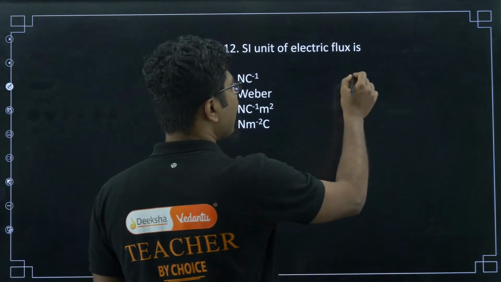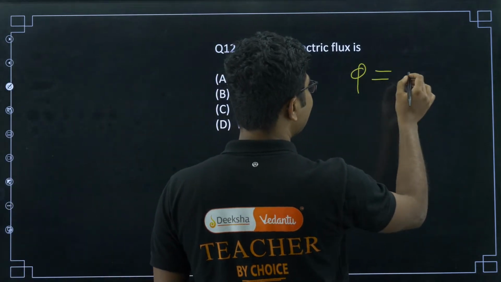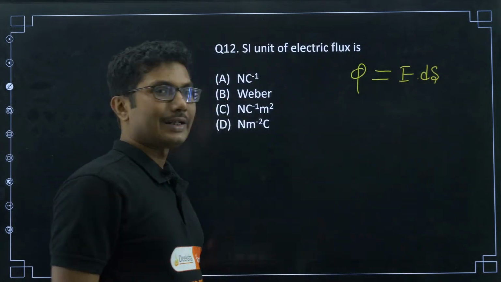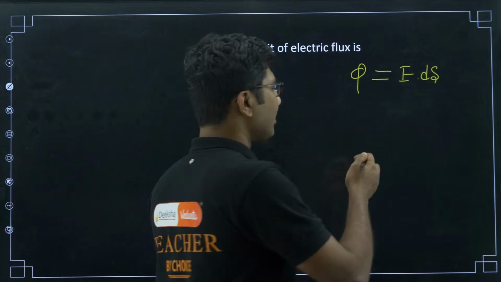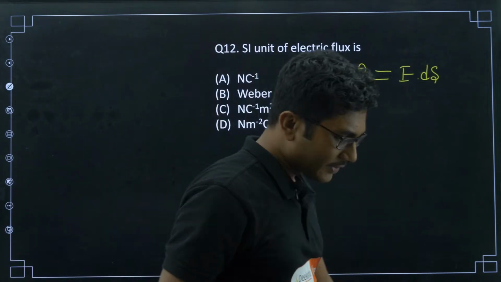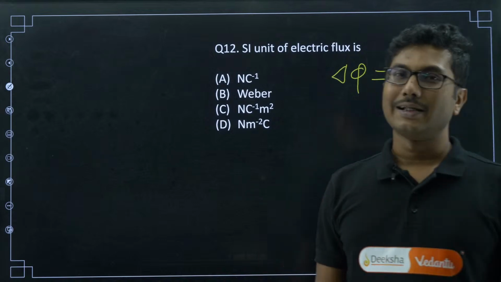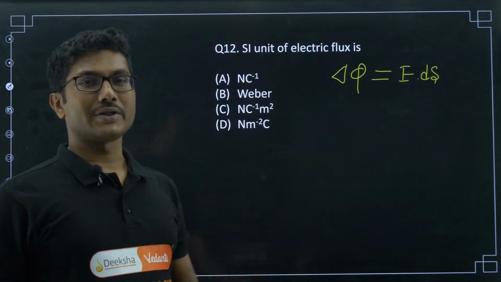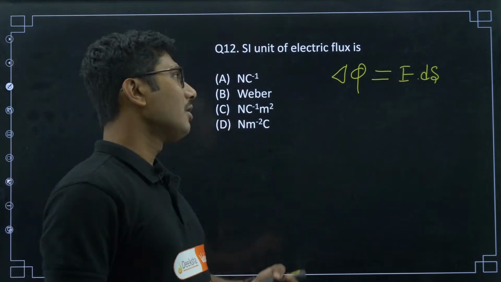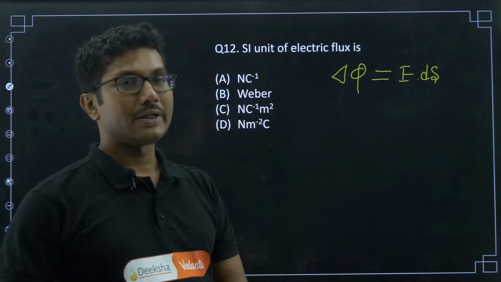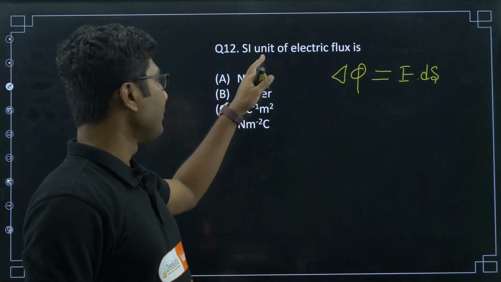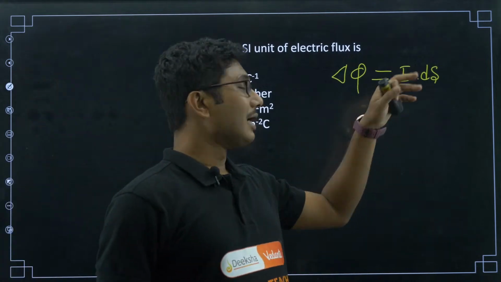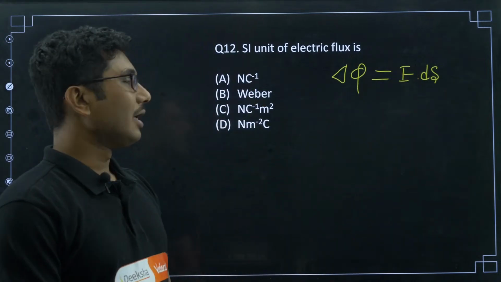So electric flux, let me help you. Electric flux is basically E into dS for a small surface dS. This is the definition of electric flux. Do not get confused with the other definition which is coming from Gauss's law. From there you will not find the unit given here. All the units are given in terms of Newton, Coulomb, etc. So that can only come from this electric field definition.